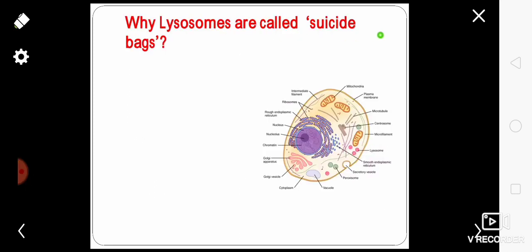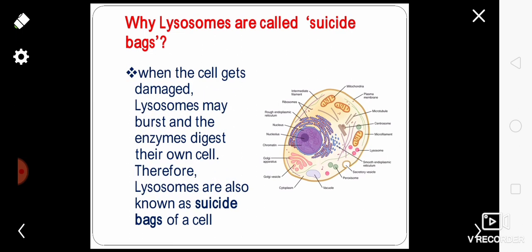Why are these lysosomes called suicide bags? Let's check the answer. I told you this is the structure of lysosome and it contains enzymes. When a cell gets damaged, the lysosome will burst open, and the enzymes will come out. It will digest the whole cell. That's why the lysosomes are known as suicide bags.